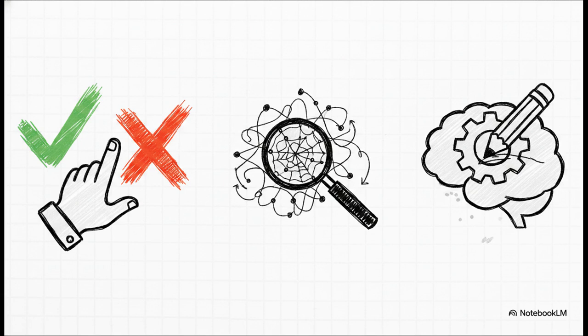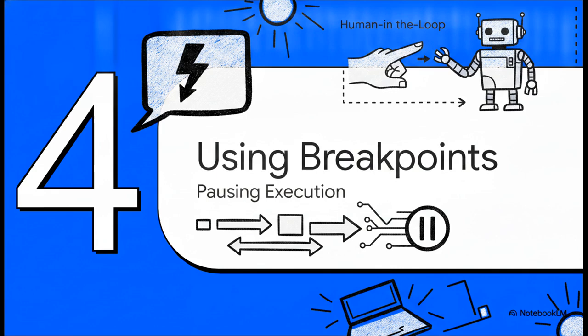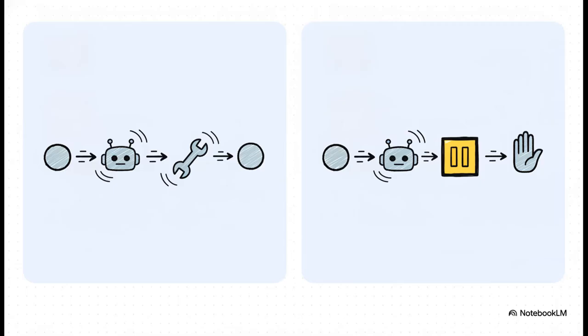Second, debugging. We get to review the exact execution history, find exactly where it might have hallucinated, and rewind it. And third, editing. This is the ability to literally modify the AI's internal state memory mid-execution. Section 4. Using breakpoints.